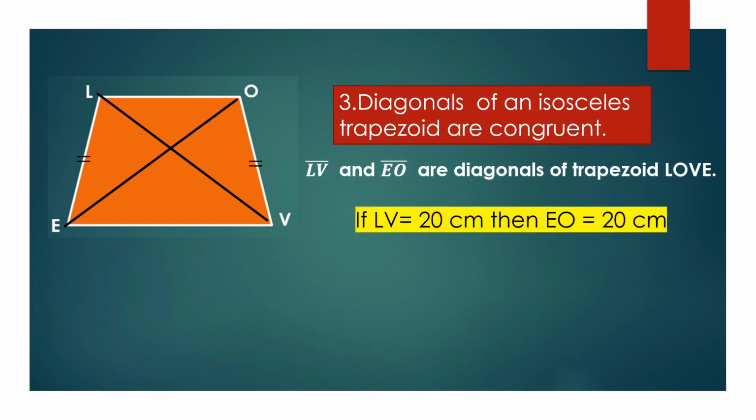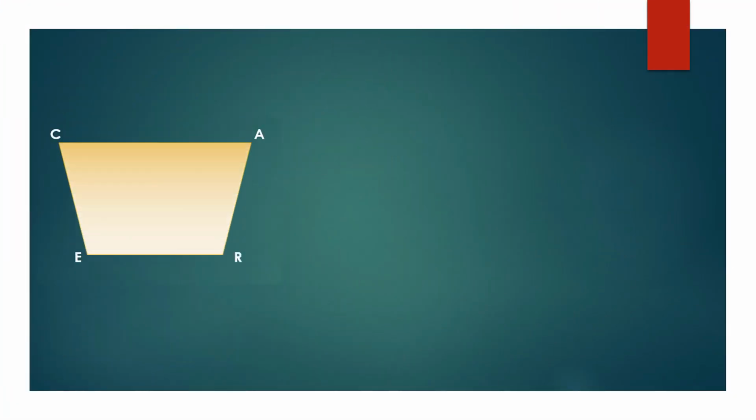So if LV equals 20 centimeters, then EO is also equal to 20 centimeters because they are diagonals of the trapezoid, and according to the theorem, diagonals of an isosceles trapezoid are congruent. Let us apply these theorems in this problem.